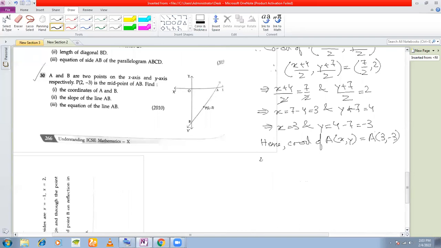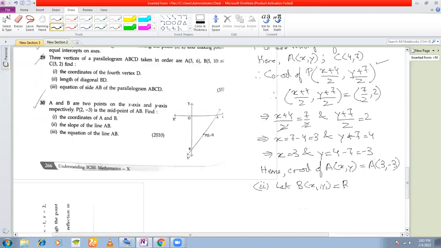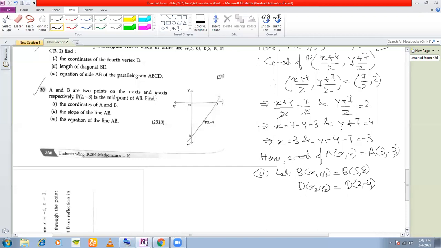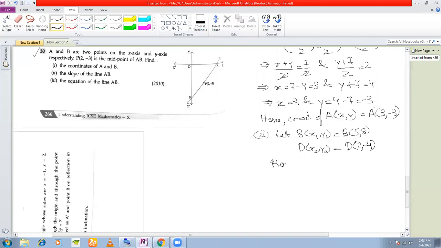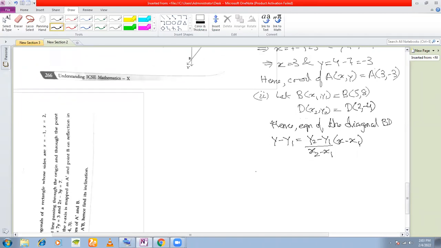So for the second part, let B (x1, y1) be equal to (5, 8), the coordinates of B given to you, and D (x2, y2), the coordinates of D here is given as (2, -4). Now by 2-point form, the equation of the diagonal BD is y minus y1 is equal to (y2 minus y1) by (x2 minus x1) into (x minus x1). I simply put the values and get the equation.